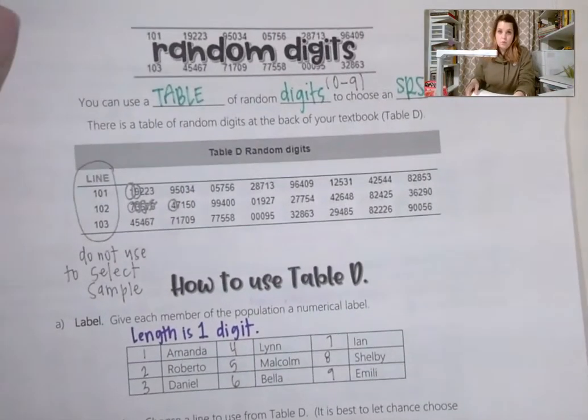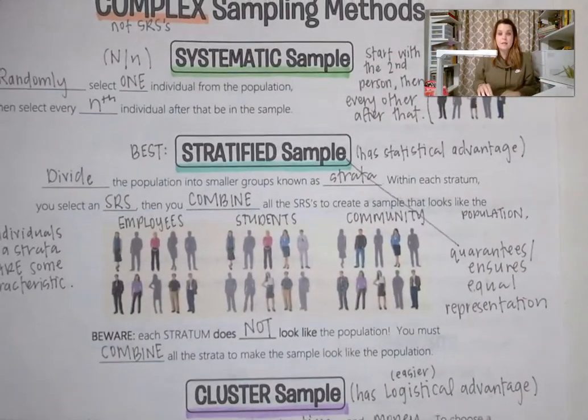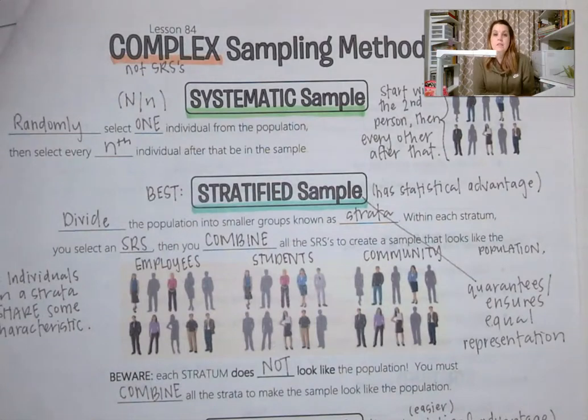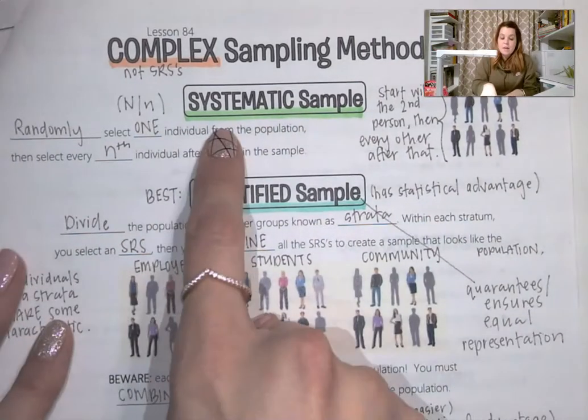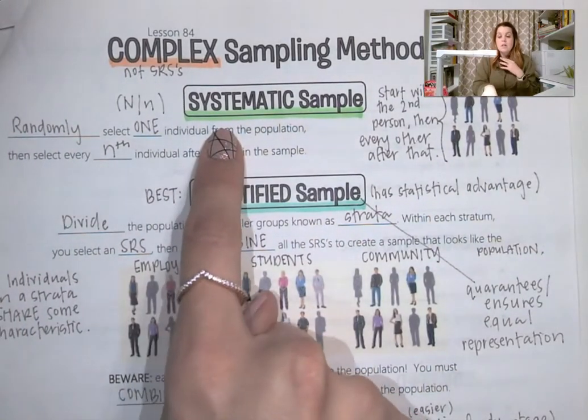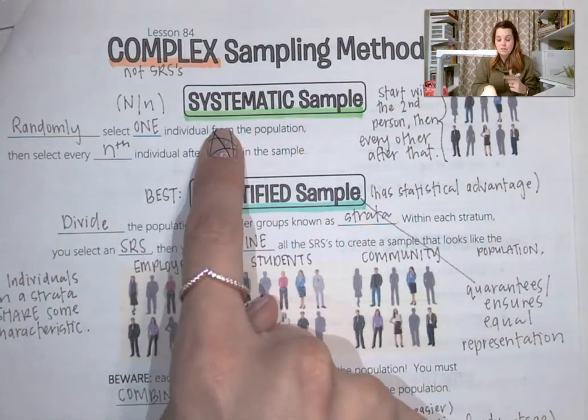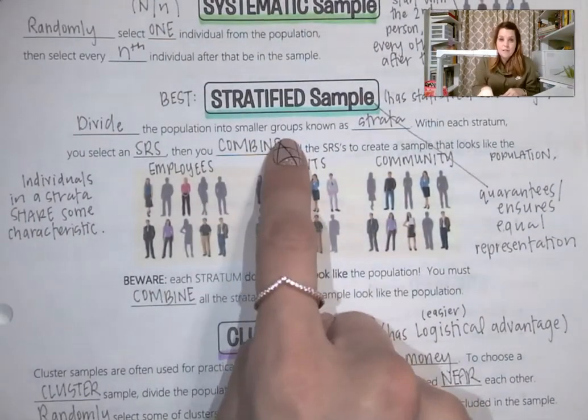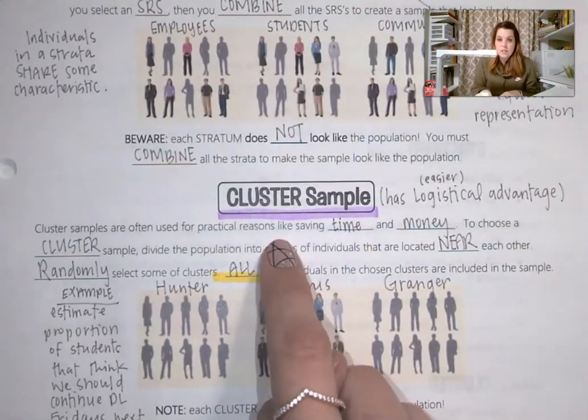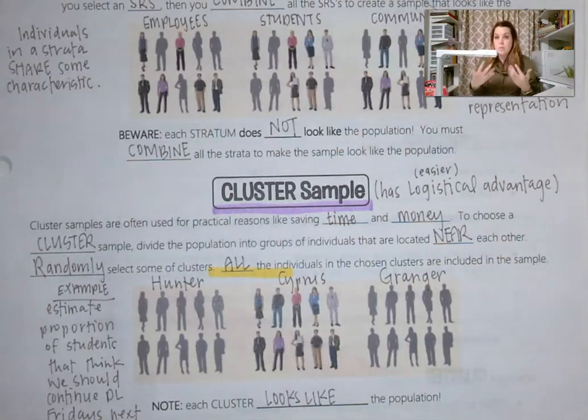In the last video, we talked about the complex sampling methods, and these are the best methods, and often these include using an SRS. So a systematic sample is not an SRS. But taking a stratified sample or a cluster sample does have an element of taking an SRS.